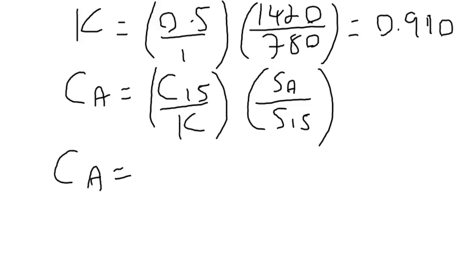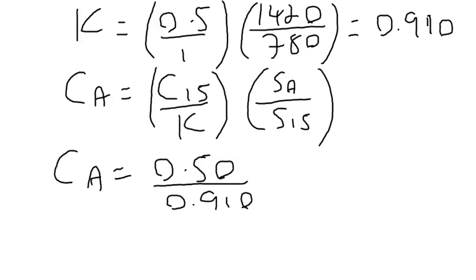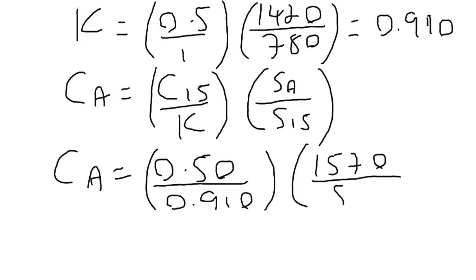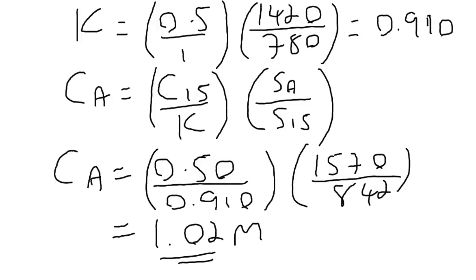So concentration of the analyte equals concentration of the internal standard, which we kept at 0.5, over the value of K, which we calculated as 0.91. Then the signals for the sample solution were 1570 divided by 842, and that gives you a concentration of 1.02 molar. Now this is the concentration in the total solution, so analyte plus internal standard. So you may need to convert to get the concentration of the analyte in just the sample.